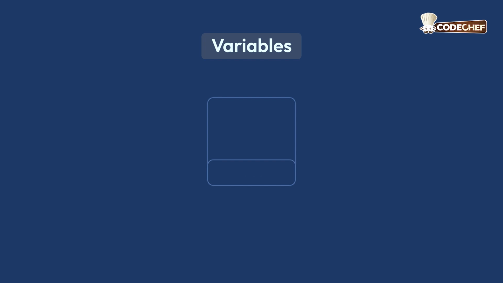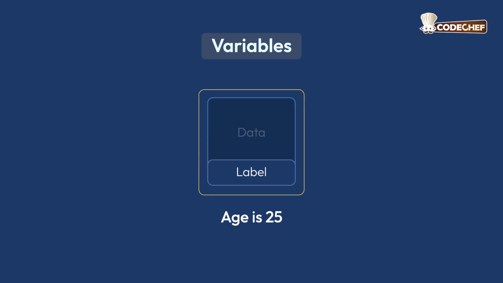Variables are like labeled boxes that store data in them. Think of it this way. You want to write a code to store the value of your age. If your age is 25, you will create a variable, an empty box, to store the value 25 in it. Let's label this empty box age.